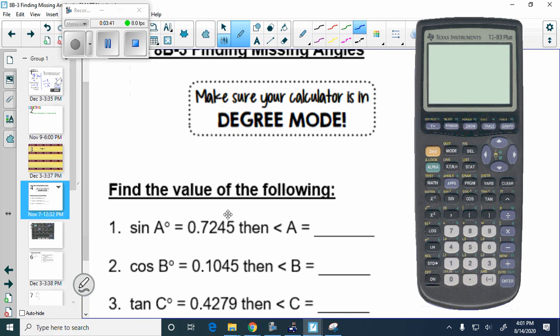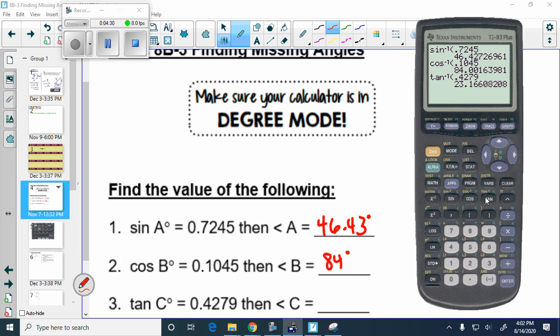So here's what I'm going to do. To find the angle whose sine gives me this, I'm going to press second sine, that gives me that little inverse sine, and type in that number, 0.7245. That gives me 46.43. If I have an angle that's got 46.43 degrees, the sine of that is going to be 0.7245. So the second one, I'm going to go second cosine of 0.1045, and I get about an 84-degree angle. And likewise, the inverse tangent of 0.4279 gives me 23.2. When you round, I want you to round properly, but unless you're given specific instructions, I don't care right now exactly how many digits you take it to.